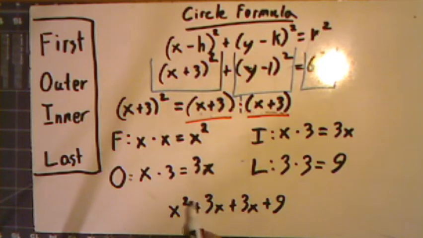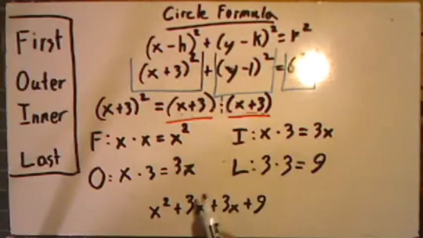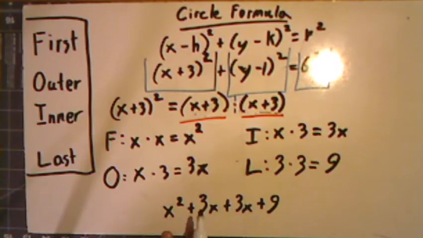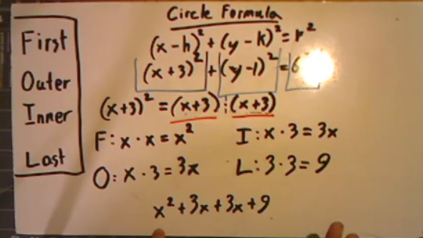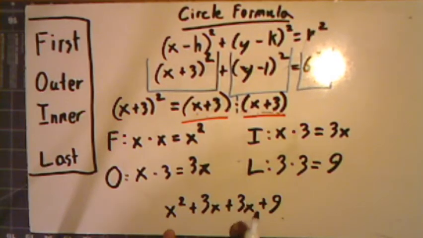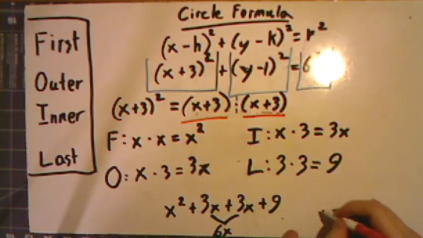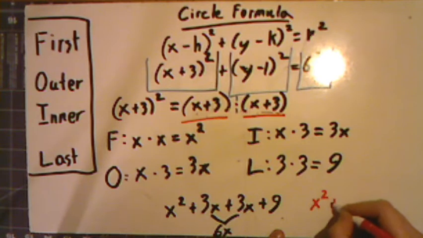In this case, x squared, there are no other x squareds, so we can't add that into anything. And 9 doesn't have any x at all, so we can't add it in here. So then we add 3x plus 3x to give us 6x, and we have our final part of the equation as x squared plus 6x plus 9.